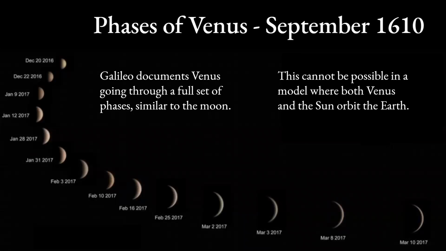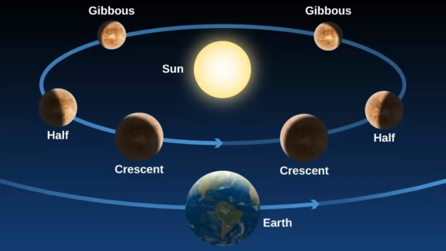This is just simply not possible in a traditional geocentric model. If Venus and the sun both orbited the Earth, there would be no way you'd be able to see the phases. So this is a picture of our solar system. You can kind of see the relative position of Earth to Venus, giving you each of the phases.